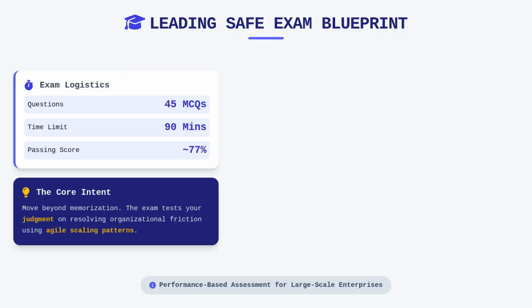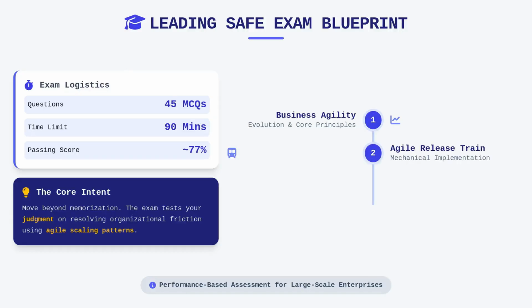Understanding this blueprint is not merely about memorization. It is about recognizing the pedagogical intent behind each question, which often tests your judgment on how to resolve organizational friction using agile scaling patterns. We will focus on the core curriculum, starting with the evolution of business agility and moving through the mechanical aspects of the Agile Release Train and portfolio management.